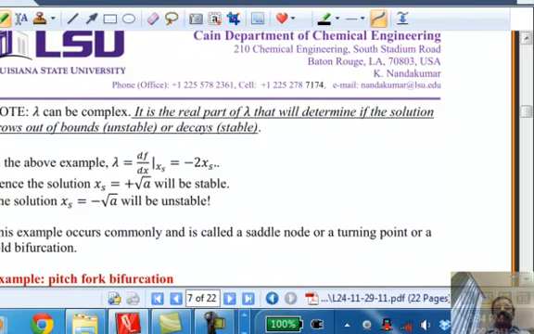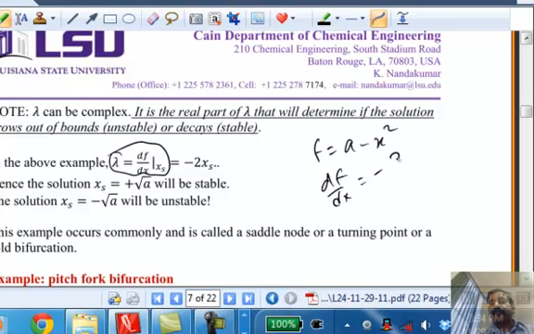For this particular example, the eigenvalue lambda is nothing but the derivative of the function with respect to x at xs. The function is a minus x squared. That is your function. So what is df dx? Minus 2xs. Right? So that is your Jacobian.